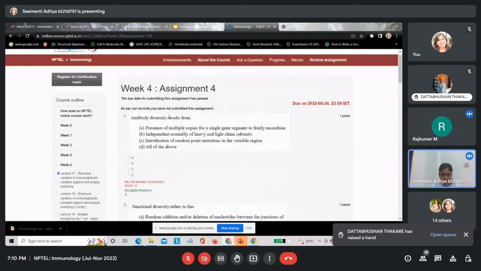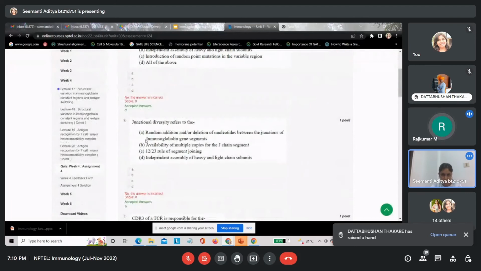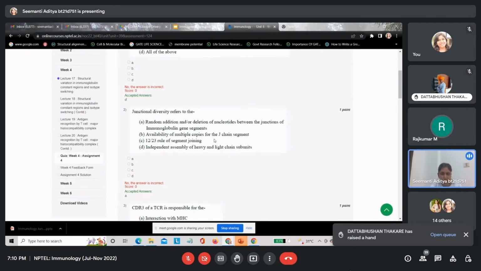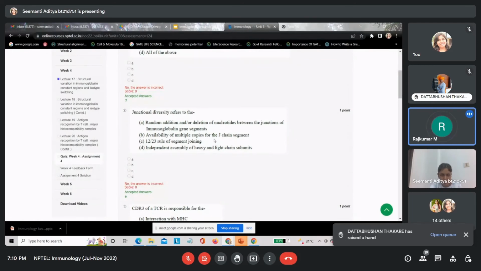Antibody diversity results from this. No, no, no. Junctional diversity: random addition and deletion of nucleotides between the junction of immunoglobulin segments. Yes. When it is adding nucleotides, it is not a very stringent process. It can delete too, because it does not have any template to be specific. Any nucleotide which is added can also come out. That is why it is written deletion. It is not very specific nucleotide addition.